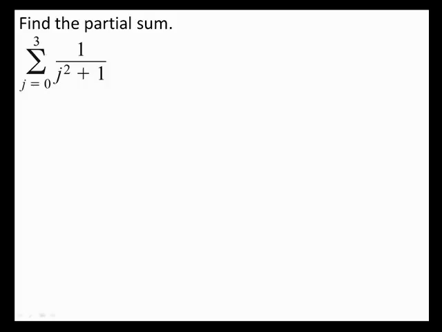Find the partial sum. The sum from j equals 0 to j equals 3 of 1 divided by j squared plus 1. Beginning with j equals 0, substitute the number into 1 divided by j squared plus 1. Add the next consecutive substitution until j equals 3.